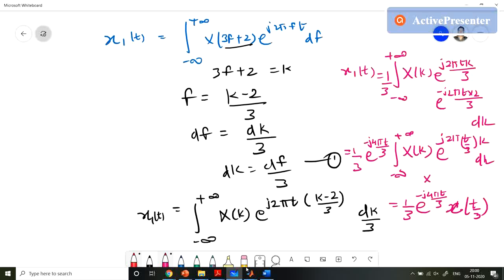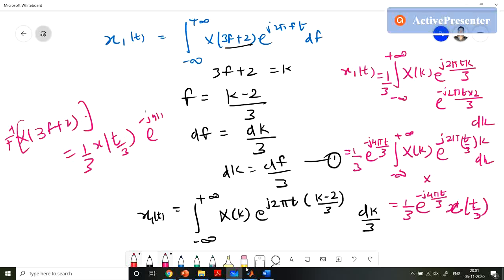So the Fourier inverse of X(3f + 2) is equal to (1/3) x(t/3) e^(-j4πt/3). This is the final solution. Now we can solve this problem by using the second method also.